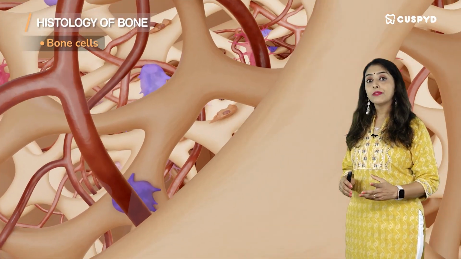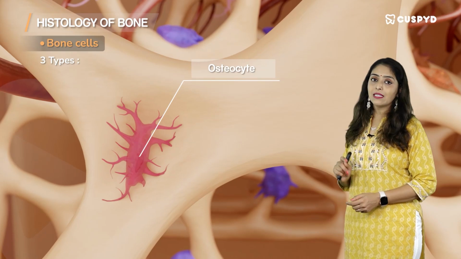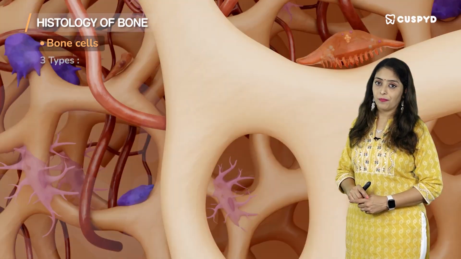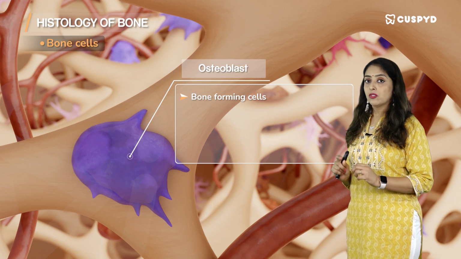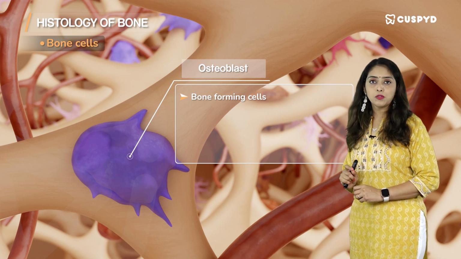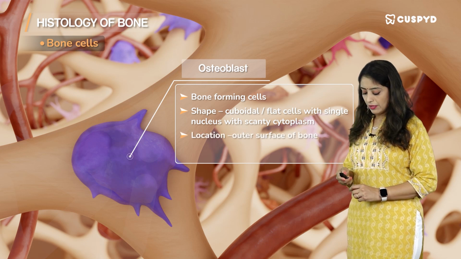The bone has three types of cells: the osteoblast, the osteocytes, and the osteoclast. The osteoblasts are the bone forming cells. So these are the cells that are going to produce bone. They are cuboidal in their shape and are located in the bone.